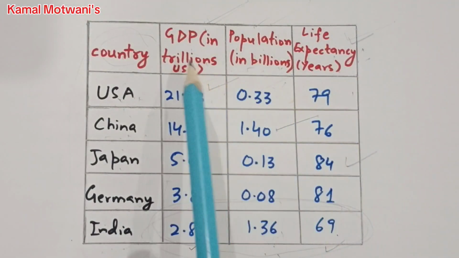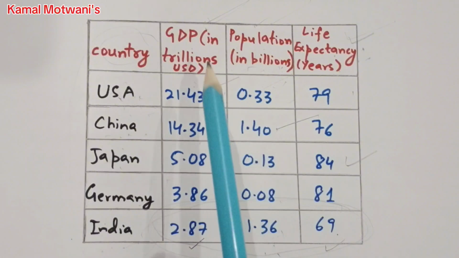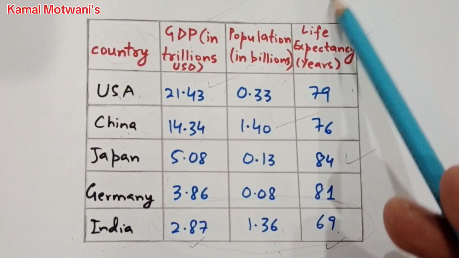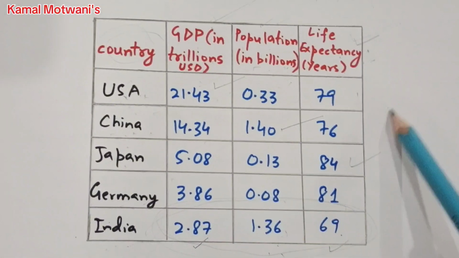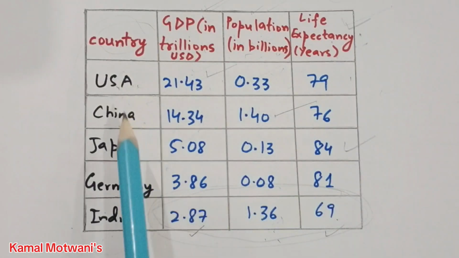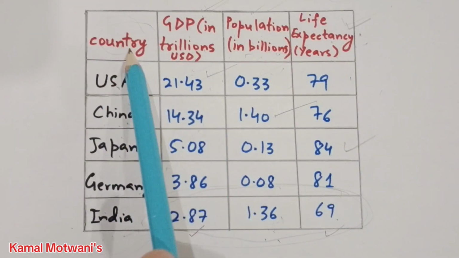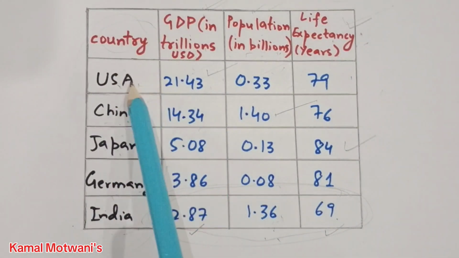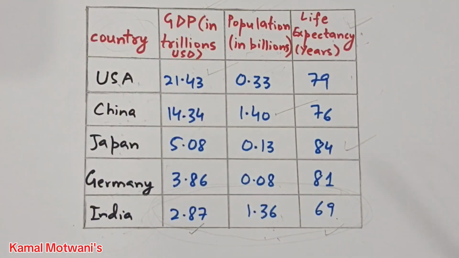If you dedicate a separate paragraph on these elements, you will have to write three paragraphs. And if you write a paragraph on each country, then you have to write 1, 2, 3, 4, and 5 paragraphs. Now let's see what I have done.